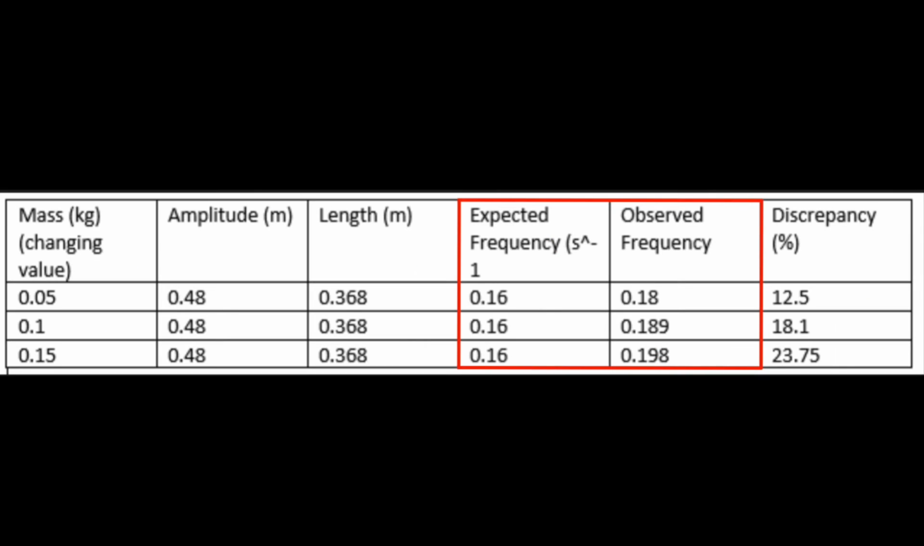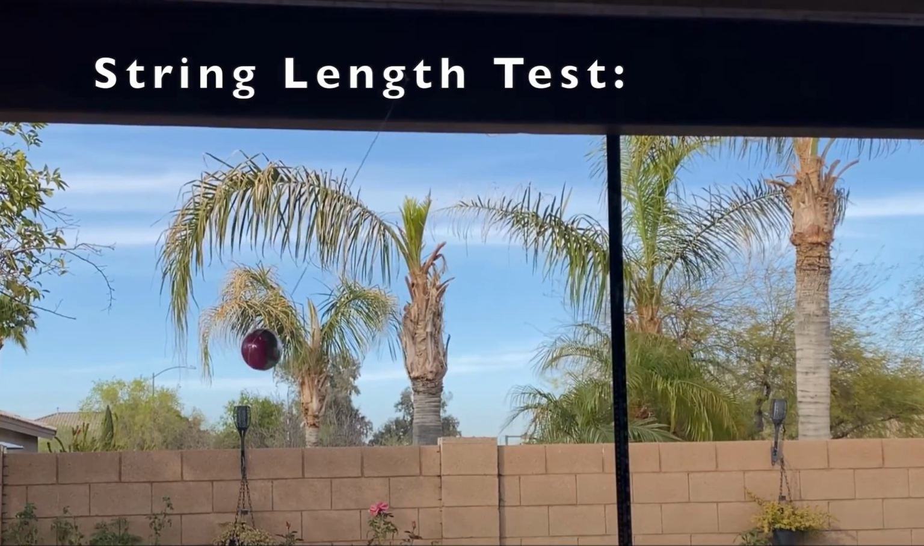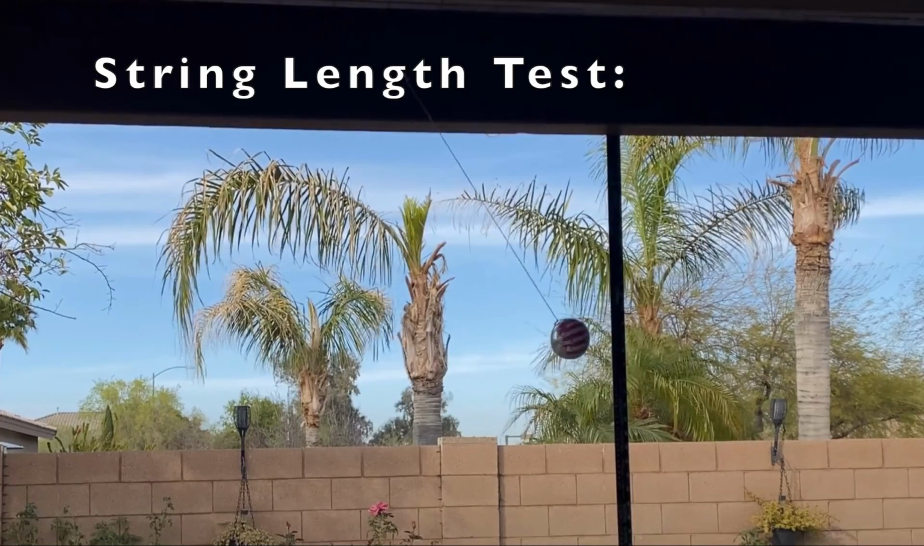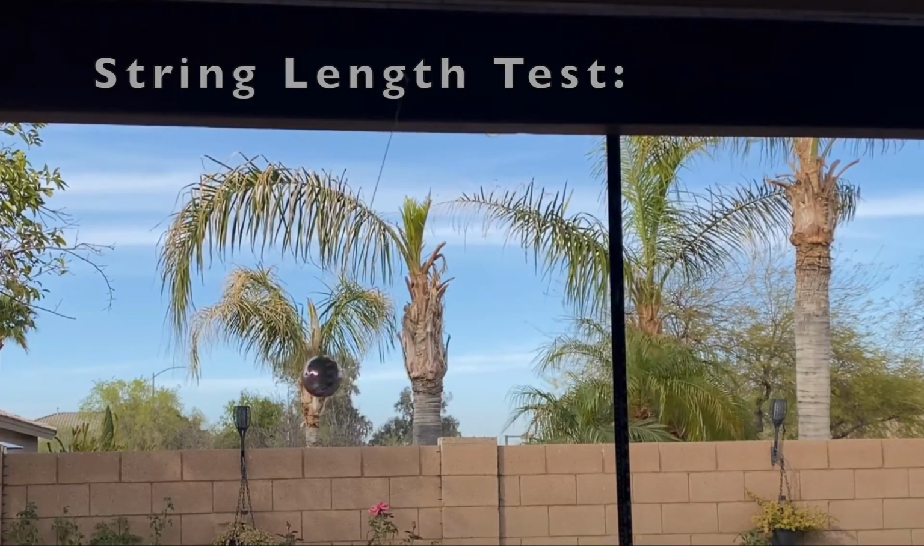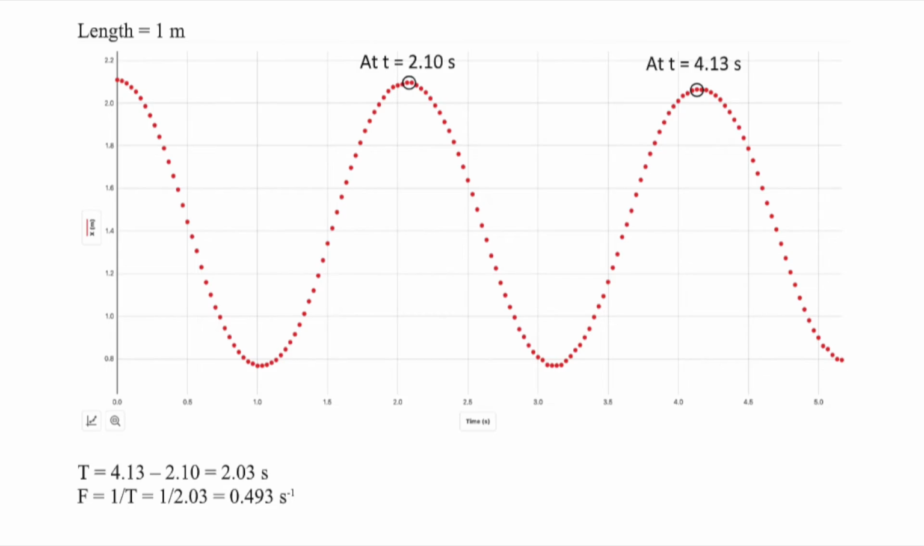As predicted, the observed frequencies were also insignificantly different across the three trials of the mass test, regardless of the mass change. For the final test, string length was the variable changed, while mass and amplitude remained constant. A motion graph of one of the trials is shown, describing how the observed frequency was identified.